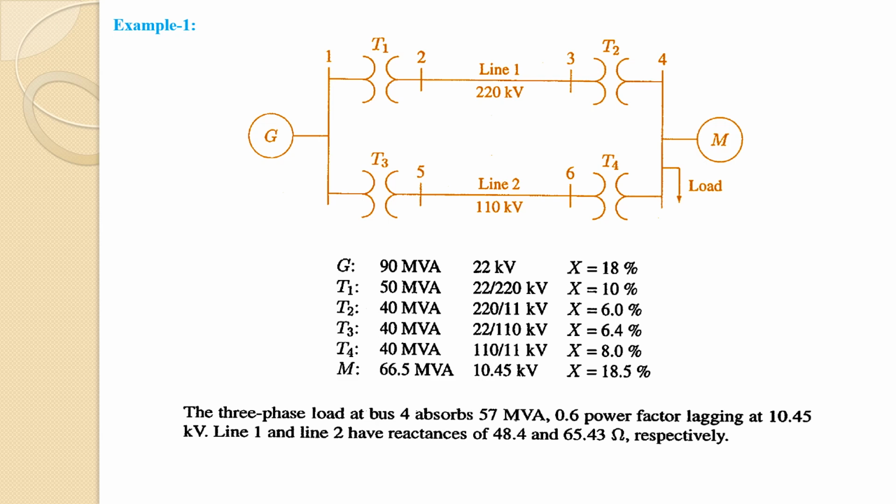If it is specified in percent, we can write them in per unit. For 18% for the generator G, we can write 0.18 per unit. Now, in order to proceed with this question, first we need to divide the network into sections. So let's see how to do that.